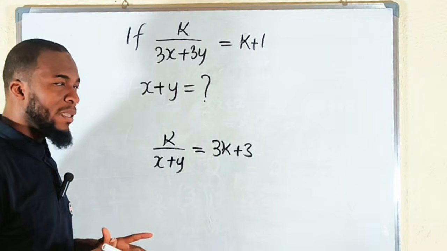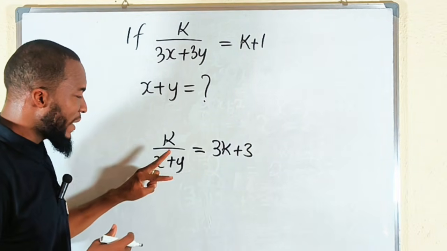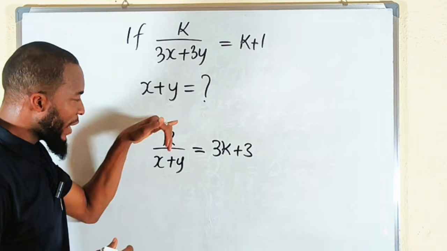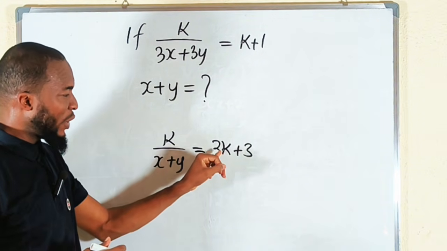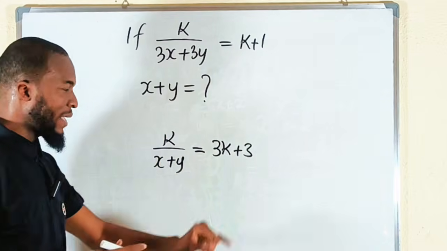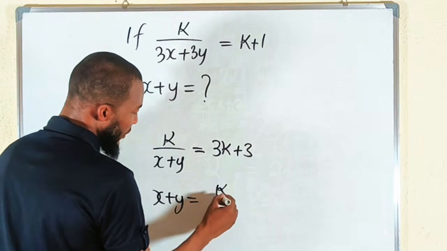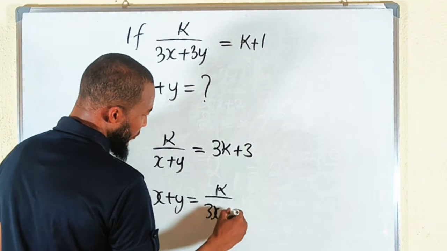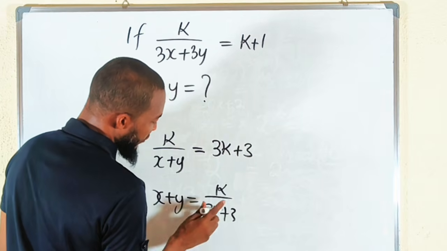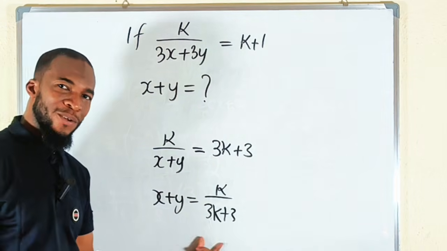You can mentally, because remember you have to beat time, take the reciprocal of both sides. You see, it is going to be x plus y divided by k. This is going to be 1 divided by 3k plus 3. Then you multiply by k. So x plus y is equal to k divided by 3k. Is it k? Yeah. This is not 3k, it's 3k plus 3. Boom. This is your final answer.